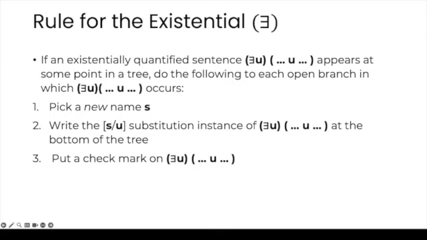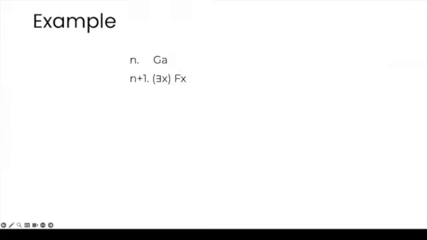In parentheses, here I'm going to issue the same warning that I mentioned earlier. This rule is only applicable to those sentences whose main operator is an existential quantifier. Here's a very simple example. Suppose that at some point in a tree, I have these two sentences. I need to exploit the existential sentence, so I have to choose a name. The name A is already in use, so I have to pick another name. So I choose the name B, and on the following line, I write the substitution instance of the existential, which is FB. Then I write the justification. And finally, I check the existential sentence to indicate that I'm done with it.